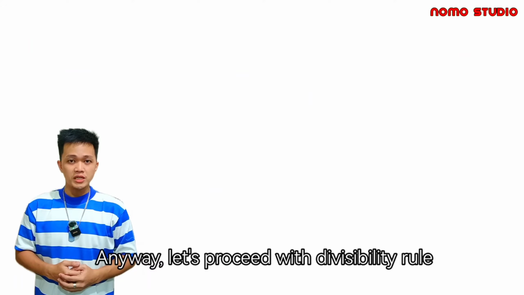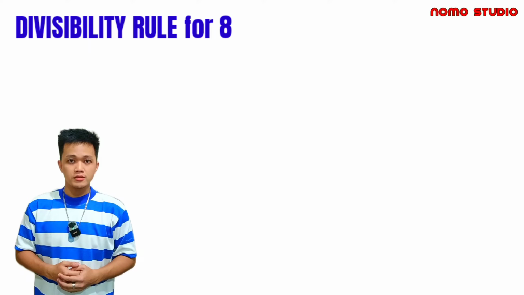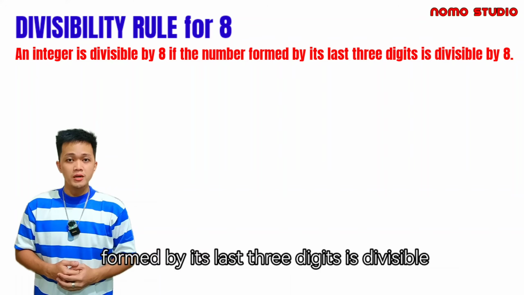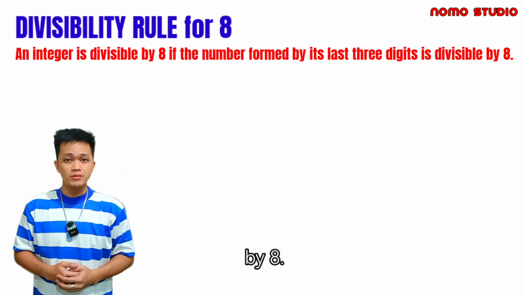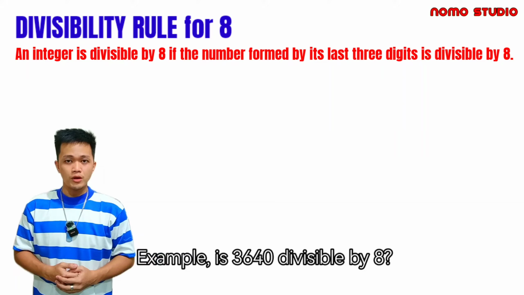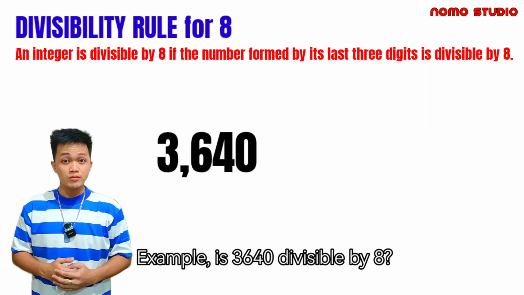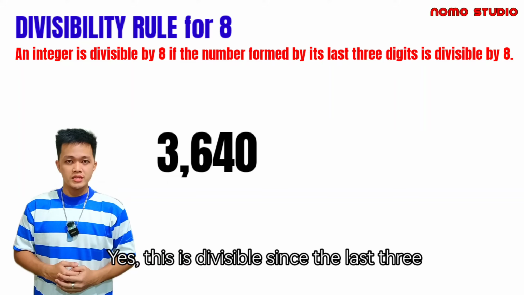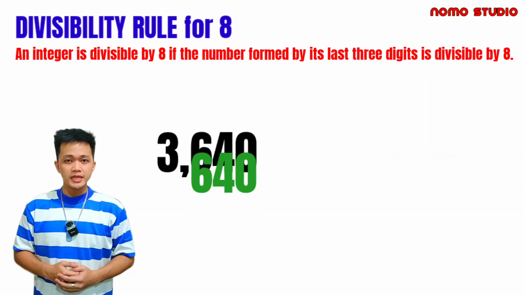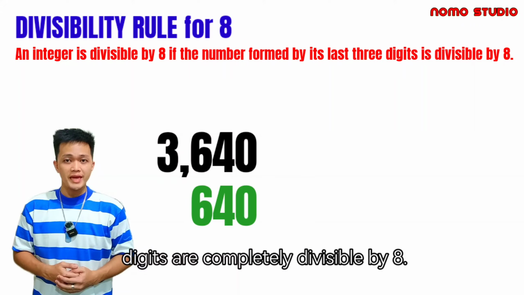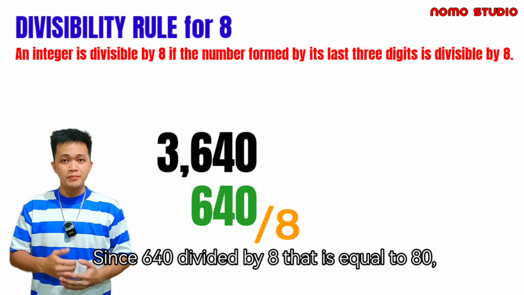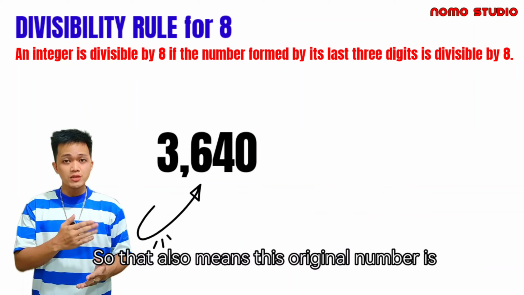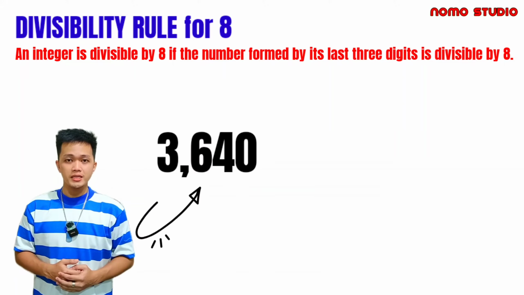Anyway, let's proceed with the divisibility rule for 8. An integer is divisible by 8 if the number formed by its last 3 digits is divisible by 8. Example, is 3,640 divisible by 8? Yes, this is divisible, since the last 3 digits are completely divisible by 8. Since 640 divided by 8 is equal to 80, right? So that also means this original number is divisible by 8.